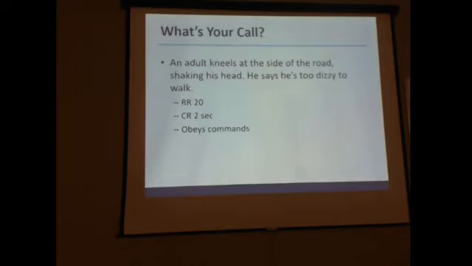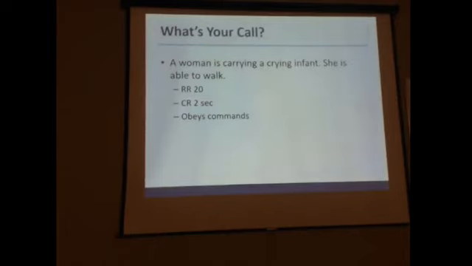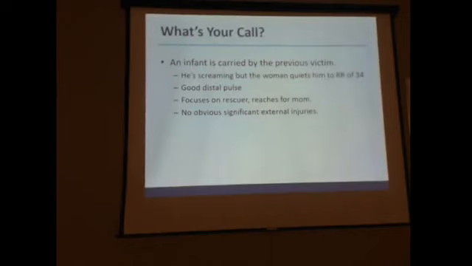A yellow, okay. You find an adult on the road, he's too dizzy to walk. That's his information. Perfect. A toddler is lying among the wreckage. You find him, and that's the information you get. Anyone disagree with red? Okay. Red, yellow. You have a woman who's carrying an infant. She's able to walk. This is her information. Okay. You have an infant being carried by said victim, and that's the infant's information.